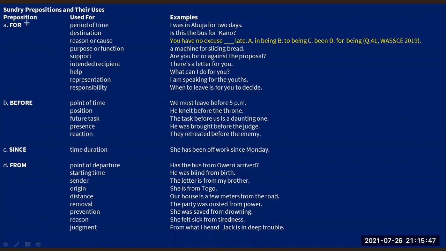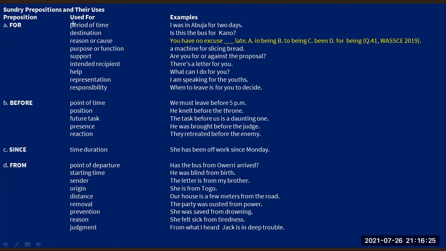Now we want to look at these prepositions, what they are used for, and then we look at examples. And of course, I have shown you some few examples of where you find examples on prepositions in the WAEC lexis and structure questions, or objective test questions, if you like. Let's begin with for, F-O-R.